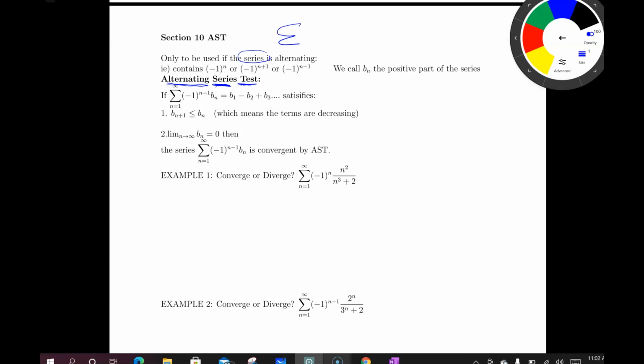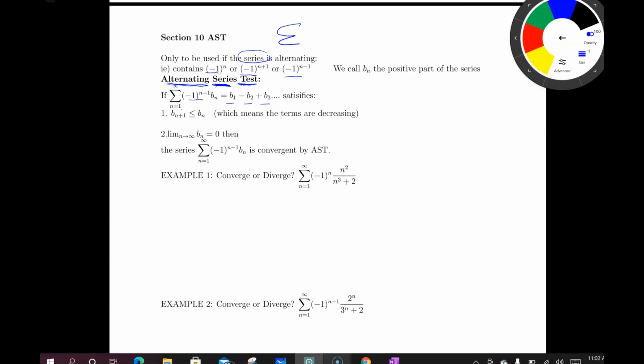Okay, so first off, it's got to contain one of these: an alternating (-1) that's changing the sign, and I'm just going to use this one. It doesn't really matter which one. So if I have this kind of a situation where, if I plug in n equal 1, n equal 2, n equal 3, the terms are changing between positive, negative, positive, right, back and forth, that means it's alternating.